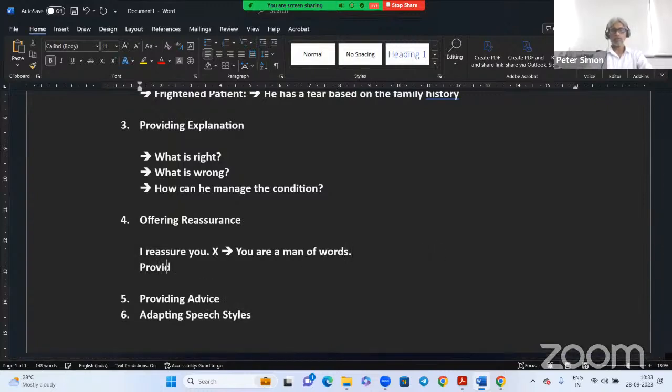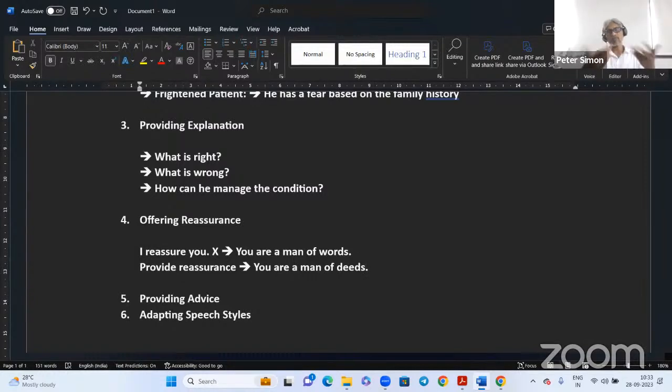Provide reassurance. This is right. Okay. That means you are a man of deeds. You're just telling, I reassure you. That doesn't help you. That doesn't help him. But if you provide reassurance, you are a man of deeds, man of actions, not just words. Man of deeds. Deeds means man of actions.